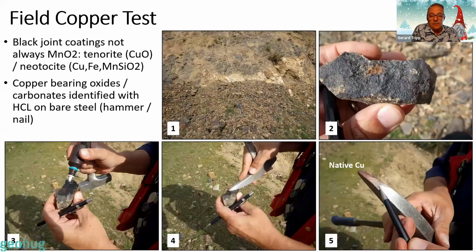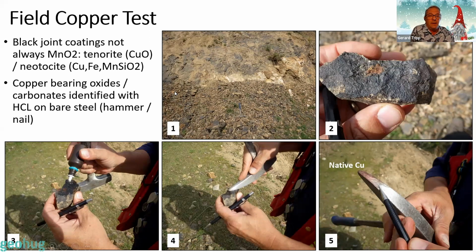Another little field trick you can do when you're working in copper terrains. If you ever see these black coatings, if we were in say a place like Kalgoorlie, there's this black stuff on fractures all over the place. You don't worry about it because it's just manganese oxide. But when you're in a copper terrain, it's not just MnO2, it's quite often tenorite or neodigenite, and these are copper-bearing oxides. We can take a piece of that, put some dilute HCl on it and scratch bare steel on it, and it plates native copper onto the bare steel. That's what you do when you're working in those kinds of areas.